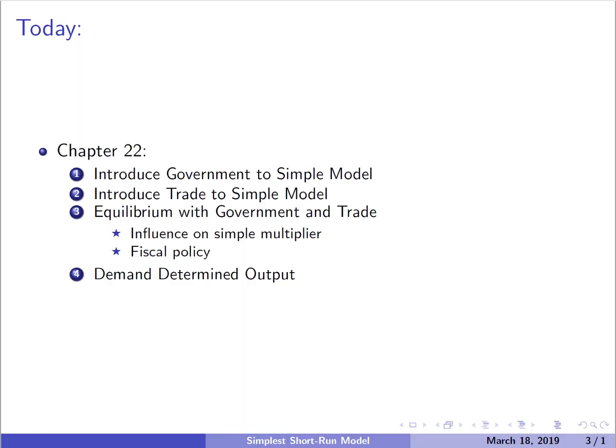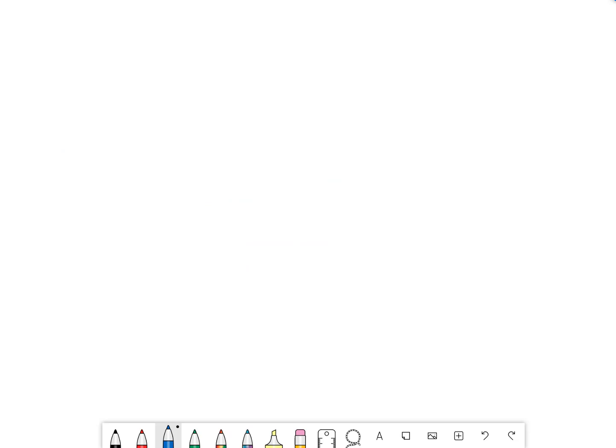Before we go into the government and start talking about the government, I just want to make sure we understand where we're at in the model and what we're adding today. So let's just get a blank sheet open. Hopefully it's blank. Great, so it's blank. So if you remember, we started talking about this theoretical idea of aggregate expenditure. So this is like desired aggregate expenditure.